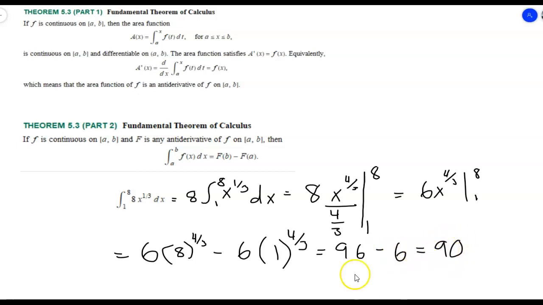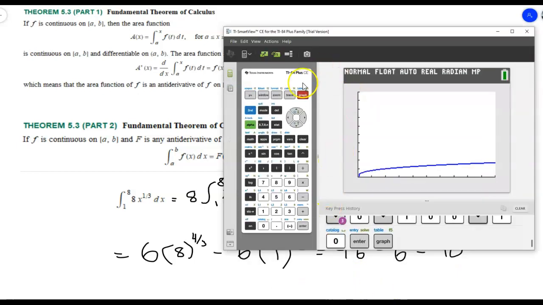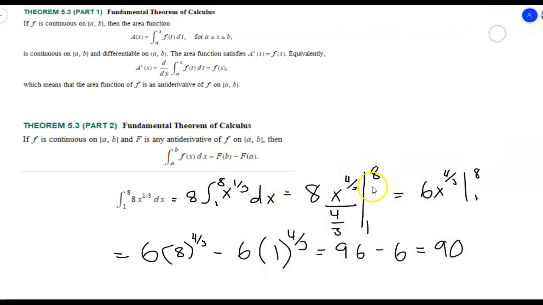So the area under the curve, let me go back to the graph there, from x equals 1 to x equals 8 is equal to 90. And that's how we use the fundamental theorem of calculus. So let's go ahead and take a look at another example here.